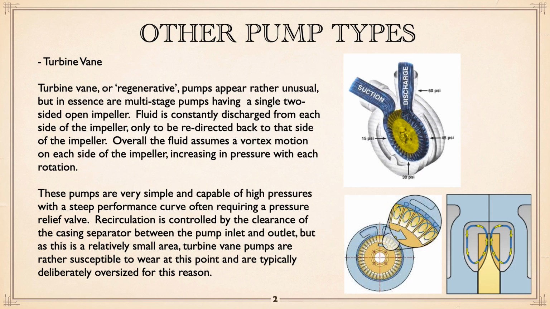Although not necessarily used in municipal applications, here are some interesting pump types you should know about. The first one, turbine vane. Basically, you have a disc with little cavities on it on both sides. And the disc rotates. In this case, looking at the top view, counterclockwise.